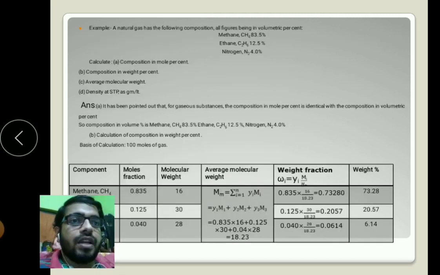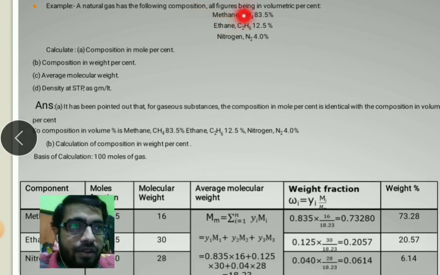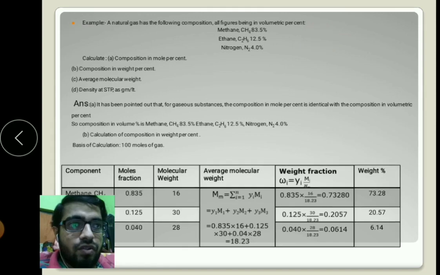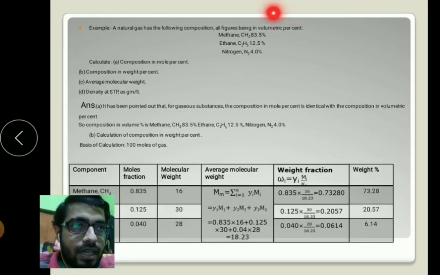Okay, next we come to an example. A natural gas has the following composition: methane, ethane, propane, 3 components are there. All the percentages given here are in volume percent. Calculate the composition in mole percent, the composition in weight percent, the average molecular weight and the density at STP. STP is standard temperature and pressure.